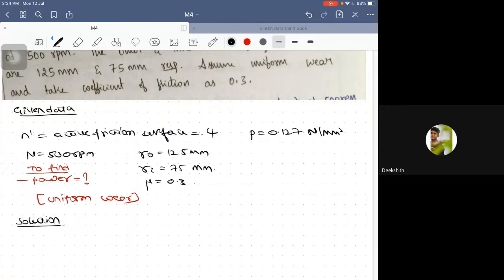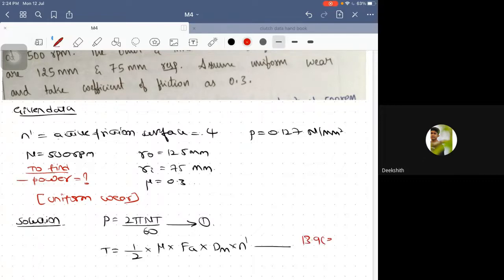Shall we start with the solution? Okay, good. So now you already know that the power is equal to 2 pi NT by 60. Take this as equation number 1. Next, torque is given as half into mu into Fa into Dm into N dash. This particular equation is taken from 13.9e on page number 258.